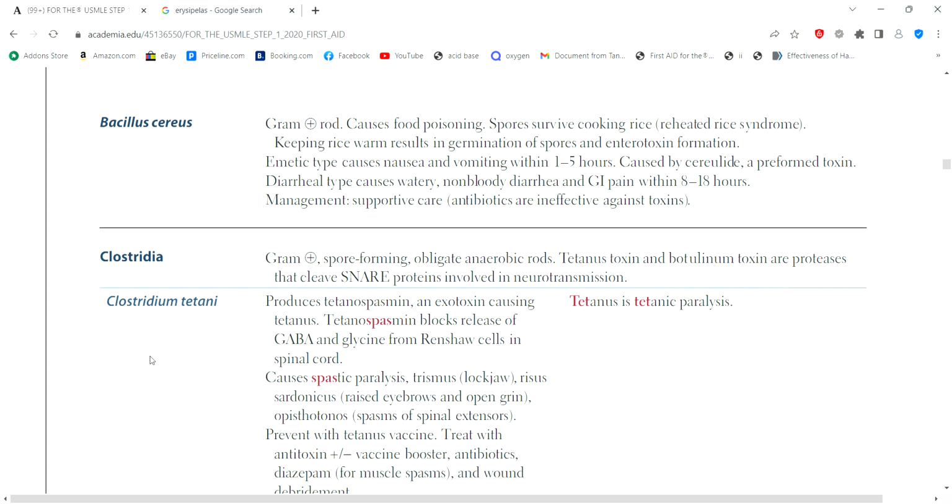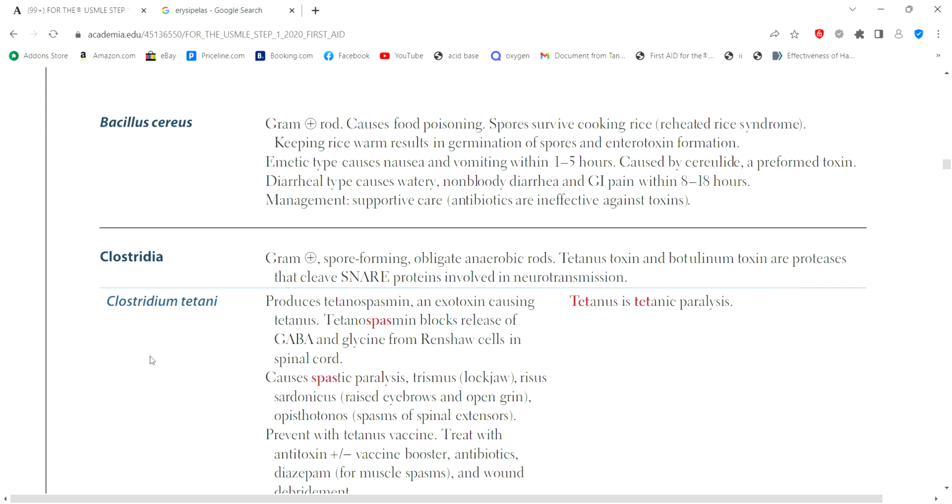The diarrhea type causes watery, non-bloody diarrhea and GI pain within 8 to 18 hours. Management is supportive care. Antibiotics are ineffective against the toxins, okay? So remember, this comes from reheated rice. Spores come from the environment and latch onto the rice that's left out, and these spores survive being reheated in a microwave, and heat makes spores happy because now spores can release enterotoxin.